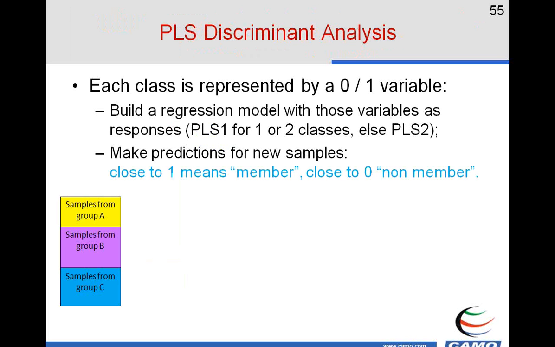The second method is Partial Least Squares Discriminant Analysis, where here each class is represented by a vector of 0 and 1.